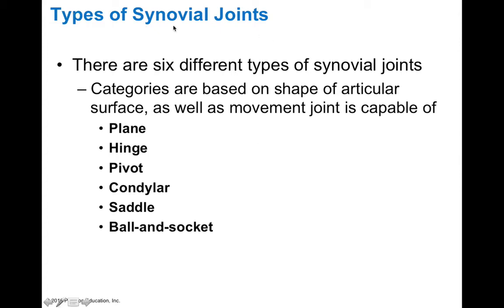Alright, so in this video we're going to look at the different types of synovial joints. There are actually 6 different types of synovial joints, and they're categorized based on the shape of the articular surface, like whether it's a plane surface, whether it's condylar or ball and socket or saddle shaped, as well as the type of movement that joint is capable of.